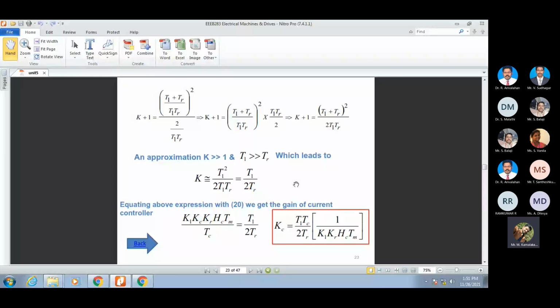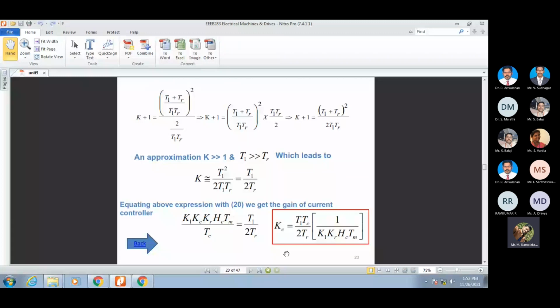If we want to design, the k value is equal to t1 divided by 2 times tr. So this is the final equation we can write. So what is k? We previously saw that the k value is numerically equal to k1, kc, kr, hc, tm divided by tc. That is equal to t1 divided by 2 times tr.